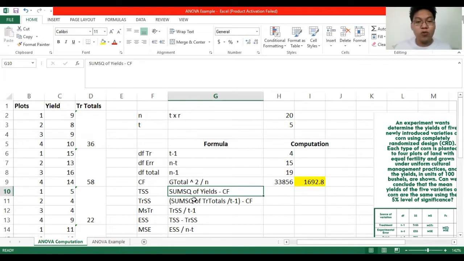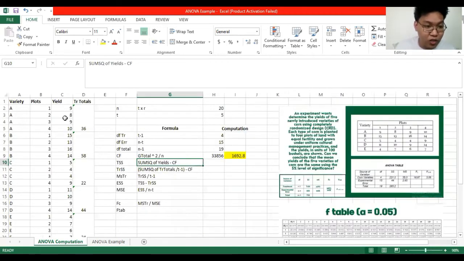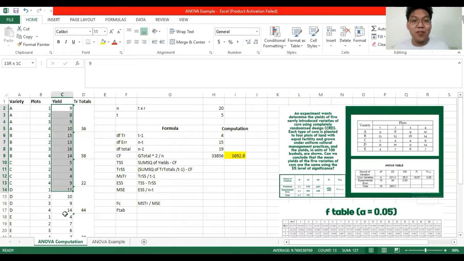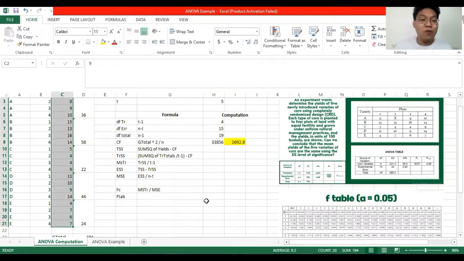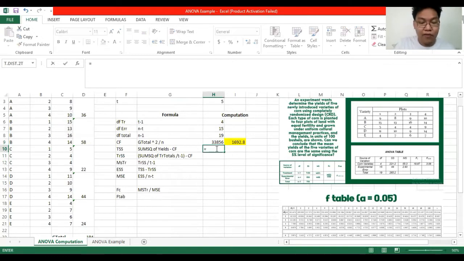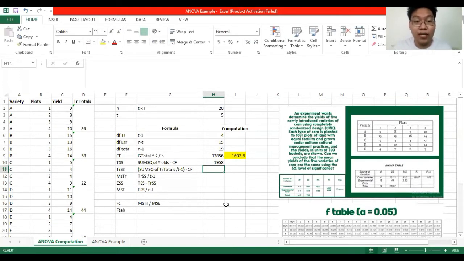Next is the total sum of squares. Here what we need to do is to sum the squares of all the yields of all your results. For this case, we need to sum all of this. In our past video, when we computed it manually, we used a calculator and needed to input them one by one. But in Excel, all you have to do is to have an equal sign, input SUMSQ, then have an open parenthesis and highlight all of these values and just press enter. Then you will have your sum of squares of yields.